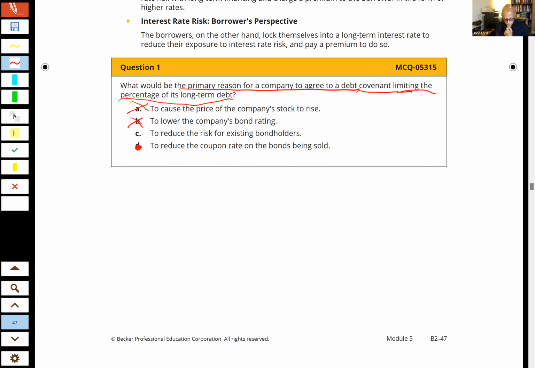And then C, to reduce risk for existing bondholders. Well, yeah, it would have that effect. Okay, it would reduce the risk. That's the reason the bondholders probably want that. The reason we agree to it, okay, is that what? That then will cause potentially someone to say, well, okay, we'll give you a little lower interest rate. So our motivation is what? The lower interest rate. Their motivation is the protection, right? Question?